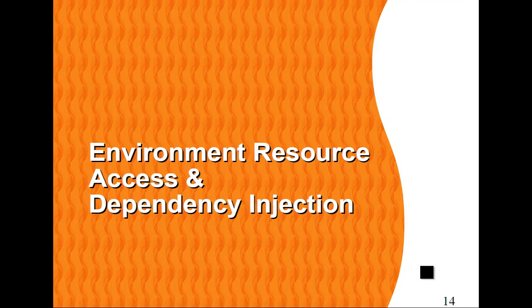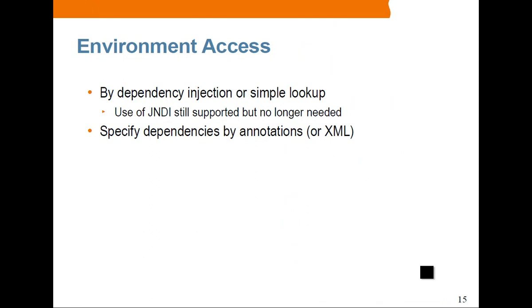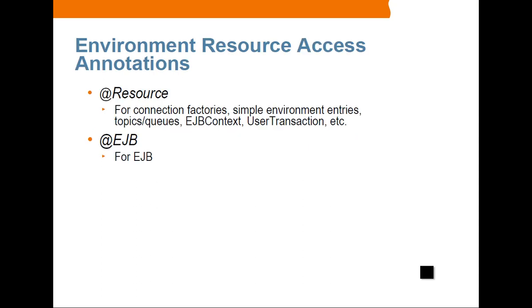Environment, resource access and dependency injection. By dependency injection or simple lookup, you can still use JNDI if you want to. You can specify dependencies by using annotations, or you can override in XML if you want to. There are a few things that you can ask the container to inject. We have already seen the EJB annotation for EJB injection. For other resources like connection factories, topics and queues, these are JMS resources, EJB context or user transactions, we have seen some of these examples as well.